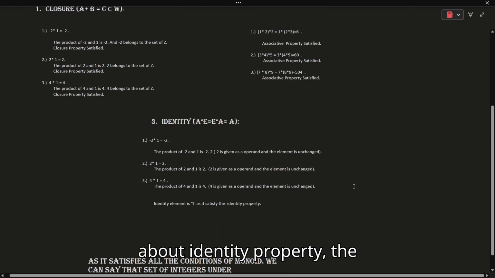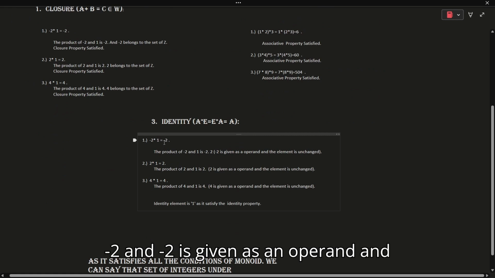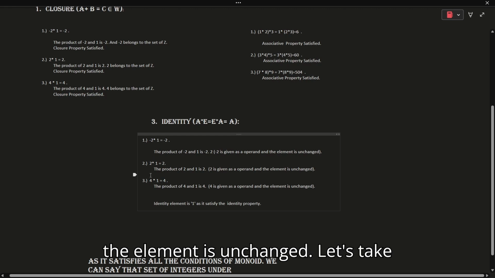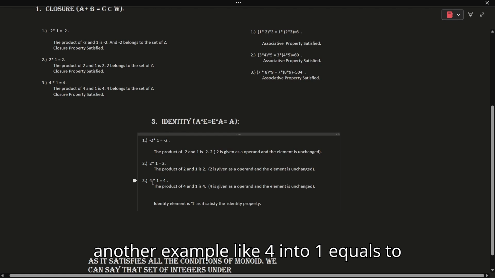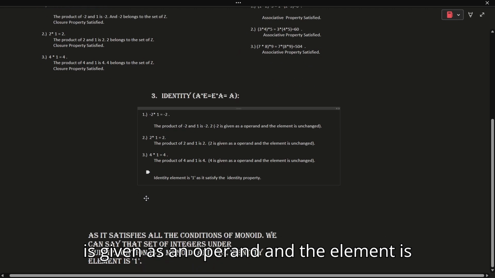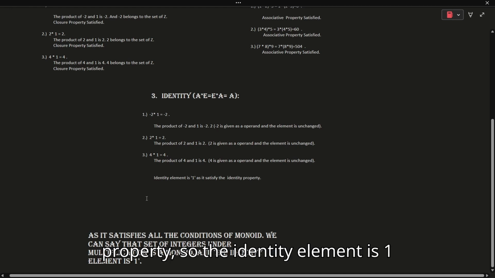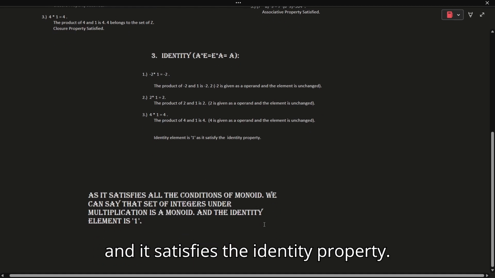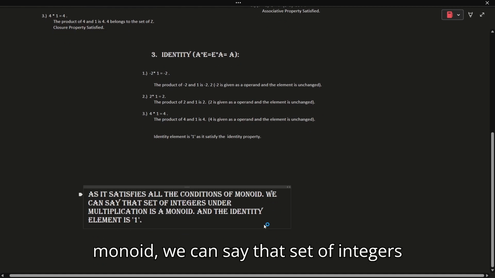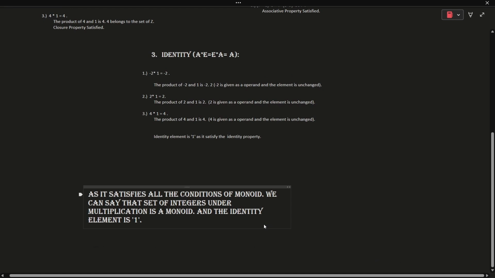Now when we talk about the identity property, the product of -2 and 1 is -2, so -2 is given as an operand and the element is unchanged. Let's take another example like 4 × 1 equals 4. The product of 4 and 1 is 4, and 4 is given as an operand and the element is unchanged. So the identity element is 1 and it satisfies the identity property. As it satisfies all the conditions of a monoid, we can say that the set of integers under multiplication is a monoid and the identity element is 1.